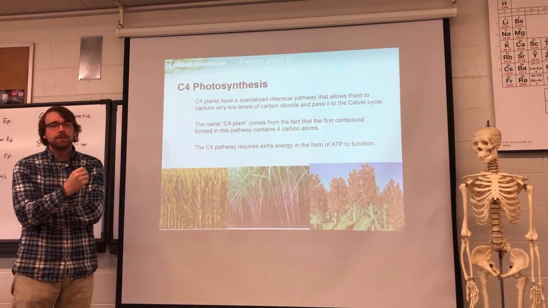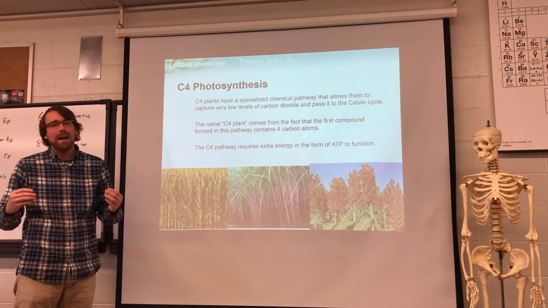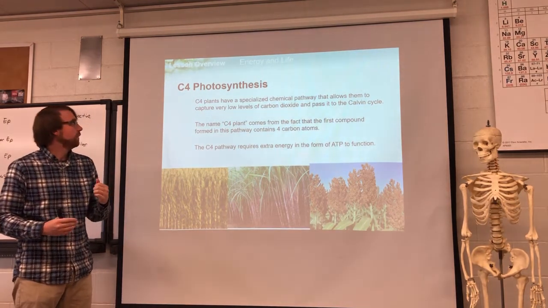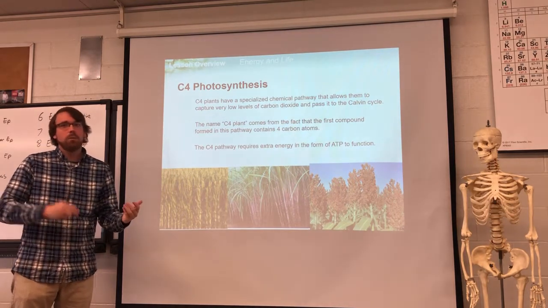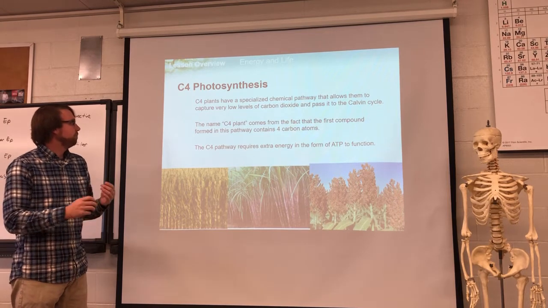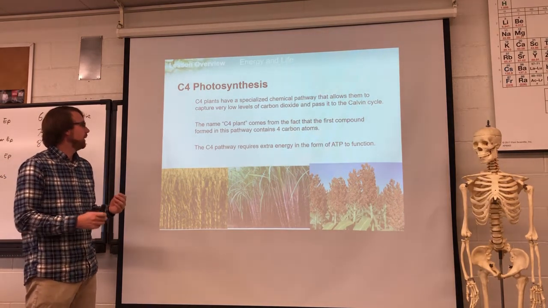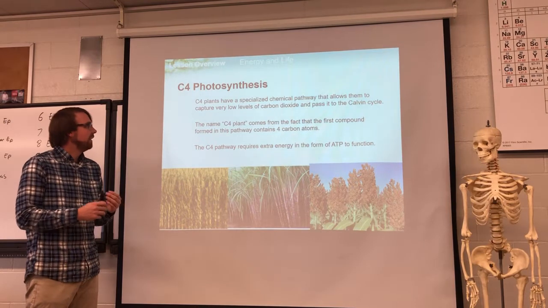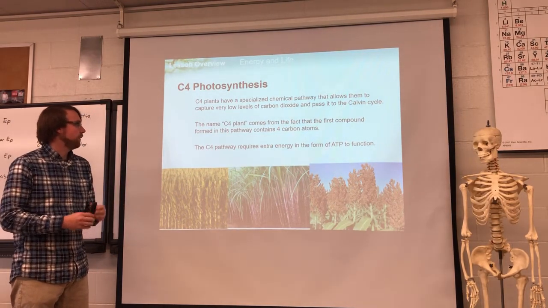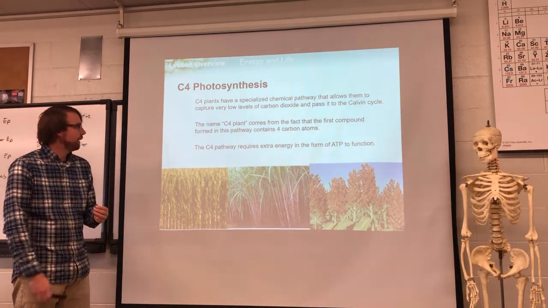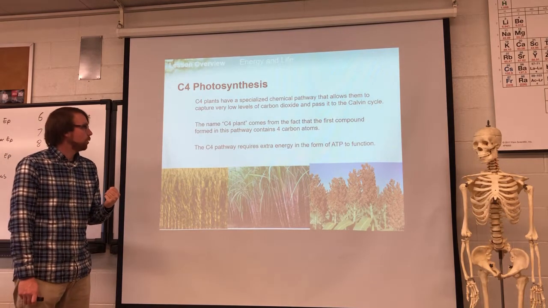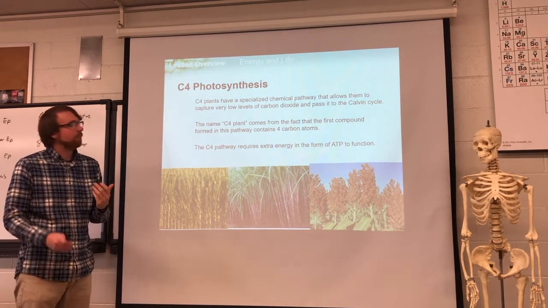Now, to get around this, there are some specialized chemical pathways that some plants have. There are two of these. There is C4 photosynthesis and then what we call CAM photosynthesis that we're going to talk about. C4 plants have specialized chemical pathways that allow them to capture very low levels of carbon dioxide and pass it to the Calvin cycle. The name C4 plant comes from the fact that the first chemical compound formed in this pathway contains 4 carbon atoms. The C4 pathway requires extra energy in the form of ATP to function.